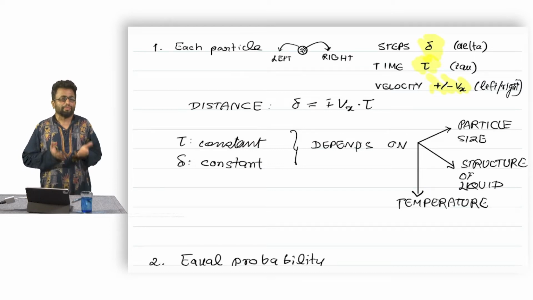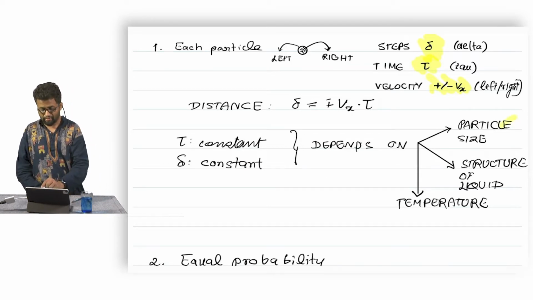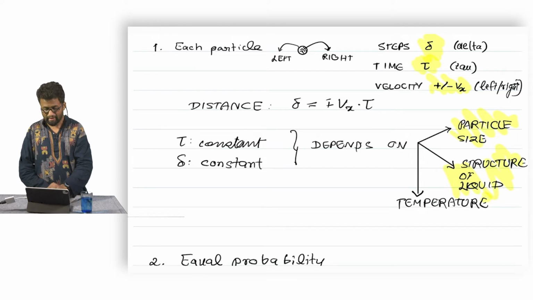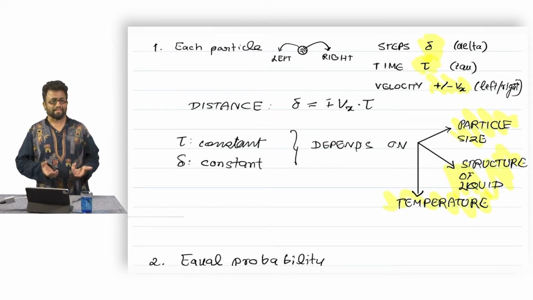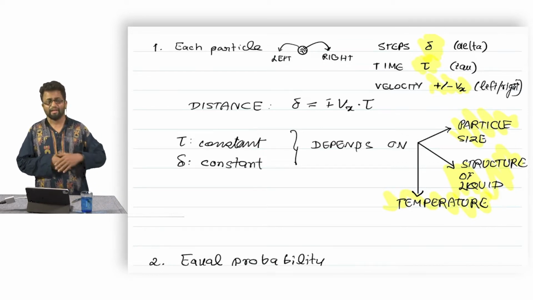What decides these constants? I mean, is it universal for every particle? No. The idea is that tau and delta are both capable of depending on particle size, structure of the liquid, meaning viscosity, any obstacles, whatever there is, and temperature of the system. So, in that sense, our tau and delta are going to vary if we have a big particle or a small particle, whether we have motion in water or in ethanol or in air, and so on and so forth, right.